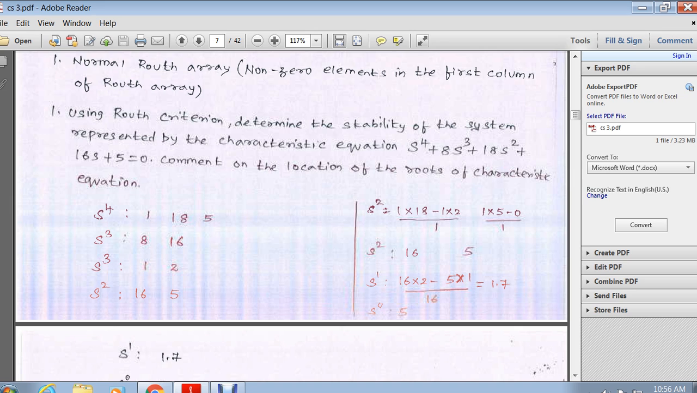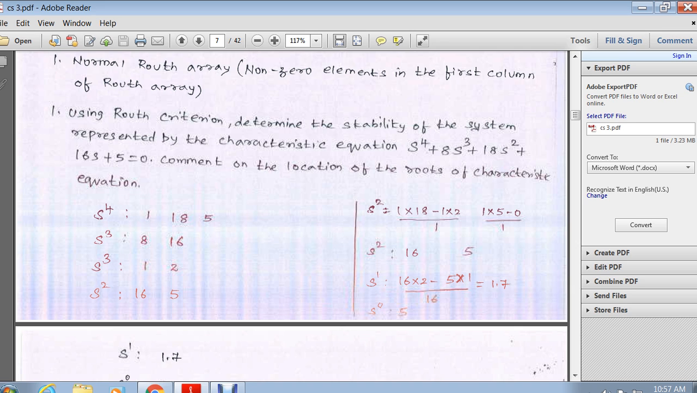As discussed in the previous slide, you need to start with the even row. So we are having the highest power of s as 4. It indicates the even number. So we need to construct the even row initially. We are having even powers as 4, 2, and 0. So for s power 4 we have only one factor, 1. For s square we have the factor 18, plus for s power 0 we have 5.